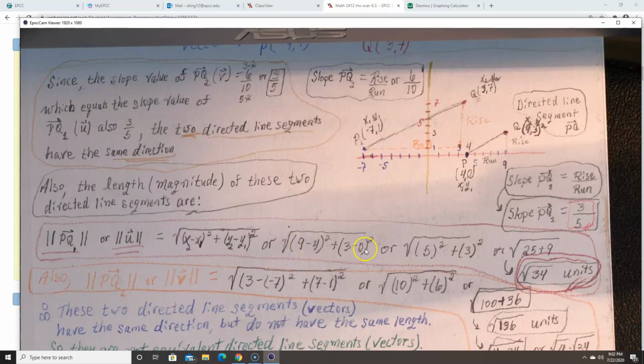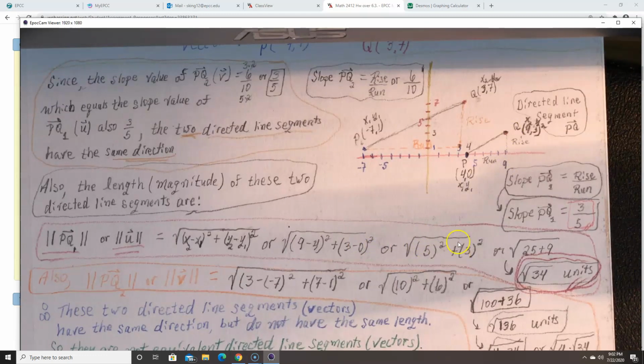9 minus 4 is 5, and you still have to square it. Plus right here, the difference between the two y values, y sub 2 minus y sub 1. The second y value is up here, 3 units. The first y value is 0. So we have 3 minus 0 for y sub 2 minus y sub 1. So 3 minus 0 squared, which is the rise, which is 3.